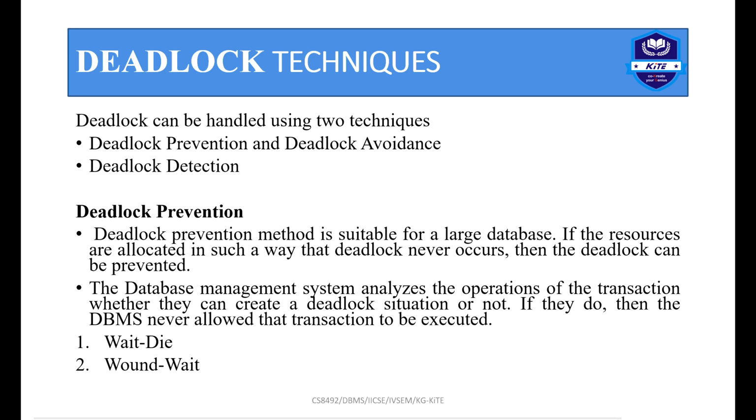The database management system analyzes the operations of the transaction, whether they can create a deadlock situation or not. That means before they develop the database, they will analyze all the kinds of operations that are going to take place in that particular database, and they come to a conclusion whether a deadlock situation will arise or not. If it arises, then that DBMS never allows that kind of transaction to be executed. So this is implemented in a large database. There are two types. One is wait-die. The next one is wound-wait.